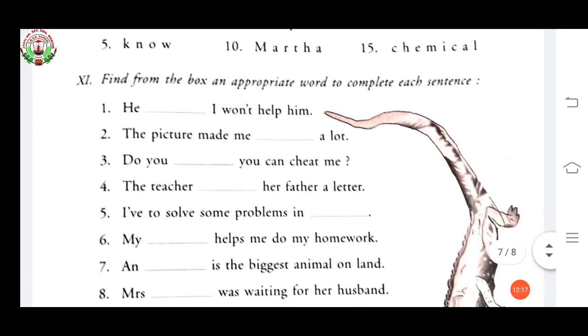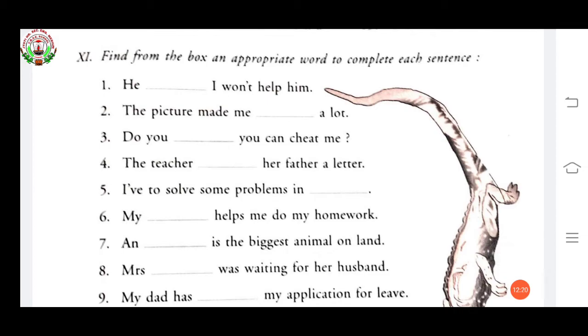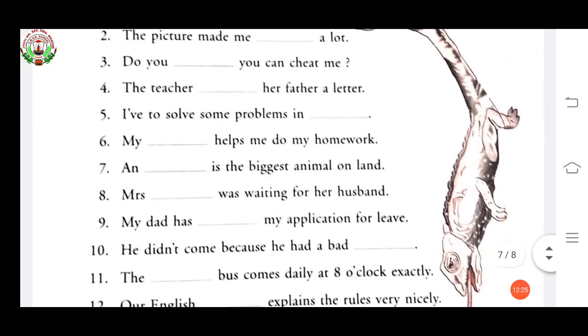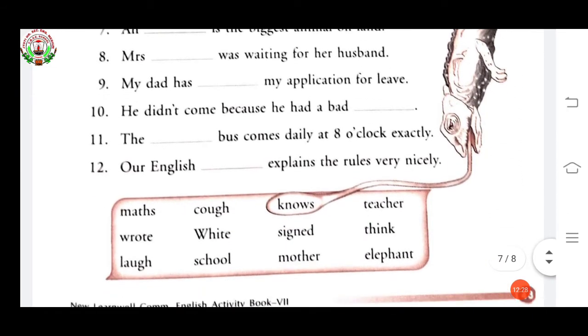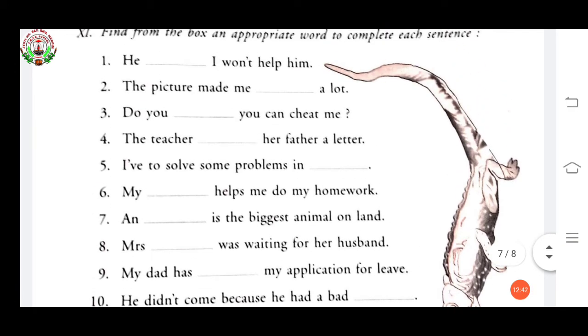Now the next exercise: find from the box an appropriate word to complete each sentence. Here the words are given. Okay: maths, curve, nose, teacher, wrote, white, sign, think, laugh, school, mother, elephant. Now see the sentences. He dash, I won't help him. He knows, I won't help him. The picture made me dash a lot. The picture made me laugh a lot.